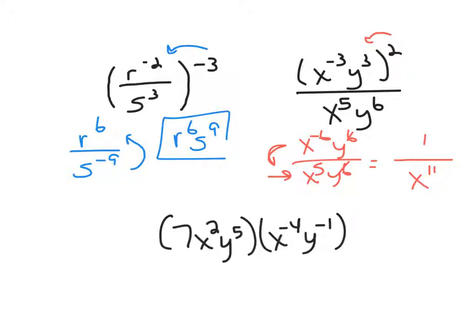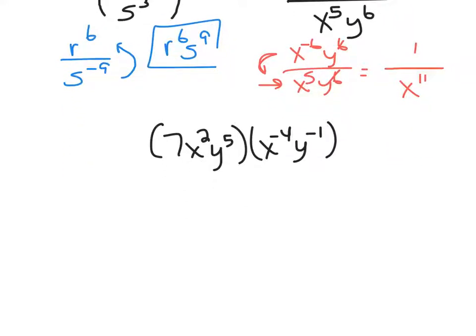And the last one of the day, finally. So this is straight up multiplication. And don't forget, with multiplication, you add exponents. So first of all, I'm going to bring down the 7. 7 times 1 is 7. Look at your x's. 2 plus negative 4 is negative 2. Look at your y's. 5 plus negative 1 is 4. And because the x has a negative 2 exponent on it, that means you have to flip it. So it's going to the denominator, 7y to the 4th over x squared. That's all you've got to do on that one.